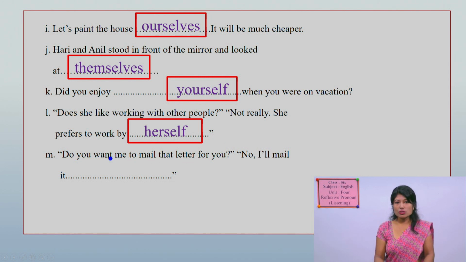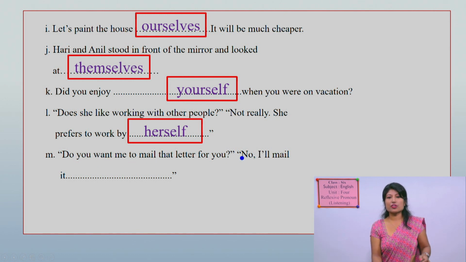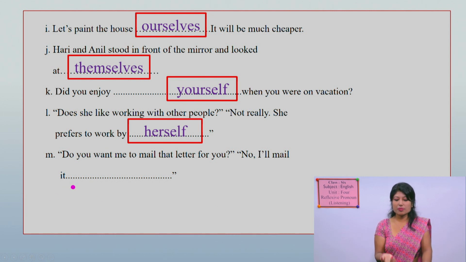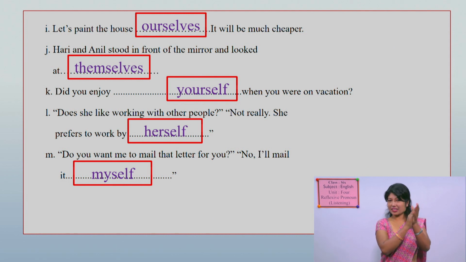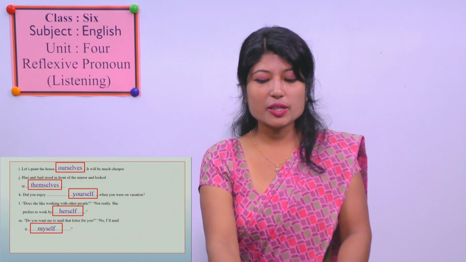Number M: Do you want me to mail that later for you? No, I will mail it. I. So we need a reflexive pronoun that refers to I. So here it is myself. Thank you all once again for doing the exercise with me.